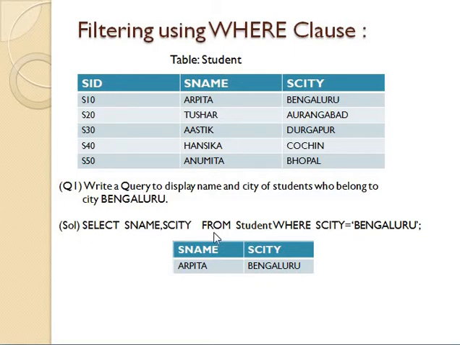And upon executing this SQL query, the output table lists the names and city of those students whose city is Bangalore. That's why from this table, out of all these student names, only the student called Arpita belongs to the city Bangalore. That's why in the output table, only one student named Arpita has been shown along with its city, which is Bangalore.